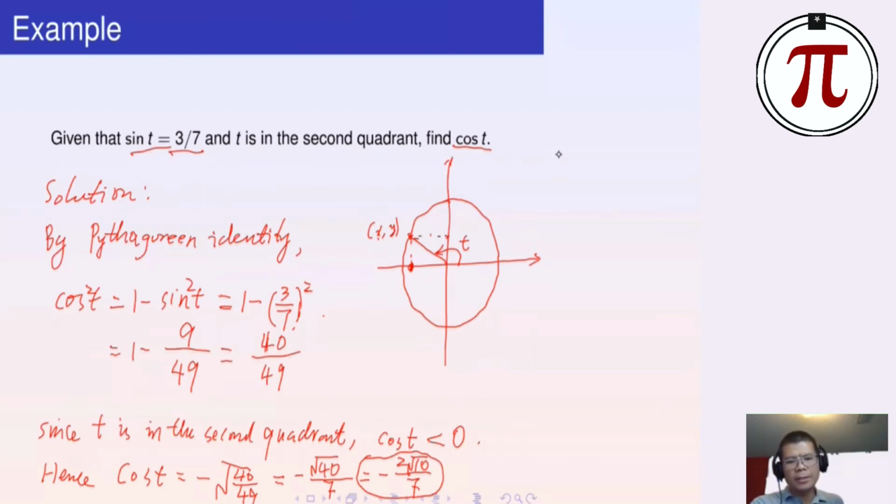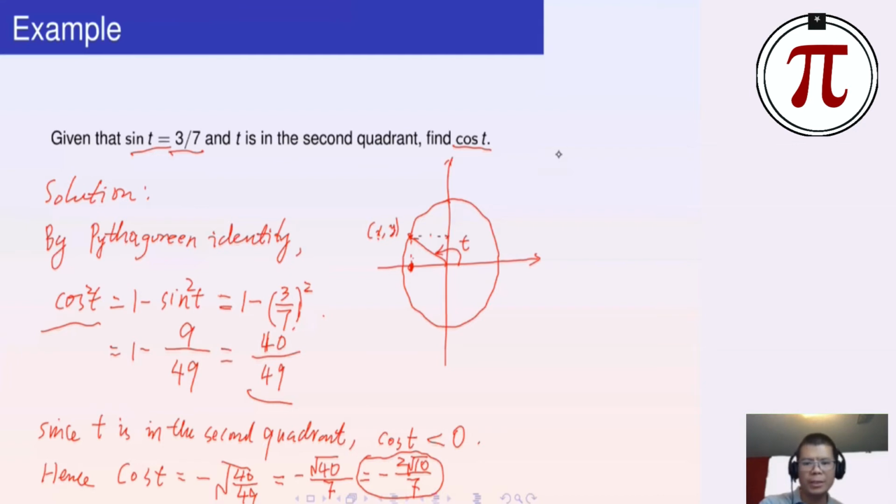All right. This is how we solve this question. You firstly sketch the graph, and then using the Pythagorean identity find the square of cosine. Then you have to be careful. Depending on the quadrant, the location of t, you need to determine the sign of cosine. Because t is in the second quadrant, as we can see, cosine is going to be negative, less than 0. So then cosine t equals negative square root of this. Any questions on this part?